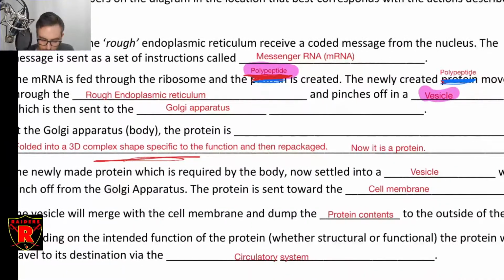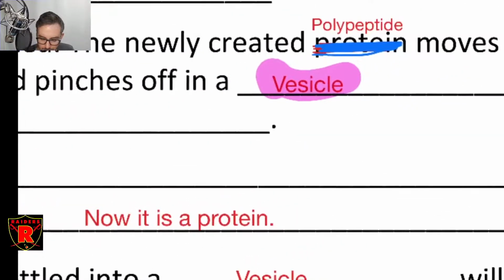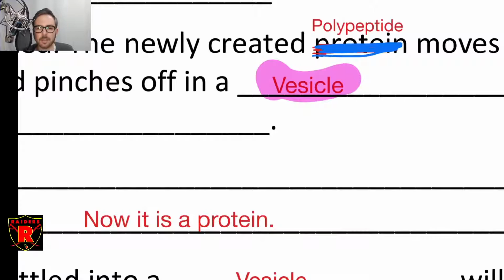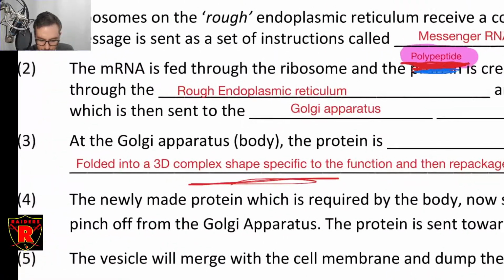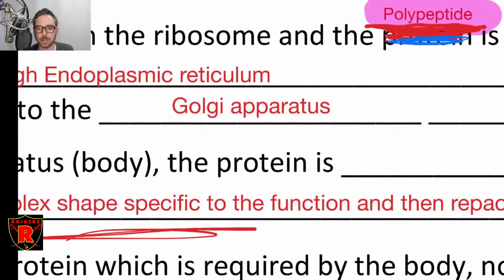And it will pinch off into what's called a vesicle. Vesicles are essentially little balloons. They're made of lipids, exactly the same material that the cell membrane is made out of. So they're just like tiny little cell membranes, little bubbles of cell membrane that contain packets of proteins inside them. Okay, so those are vesicles. And then the vesicle gets transported to the Golgi apparatus.